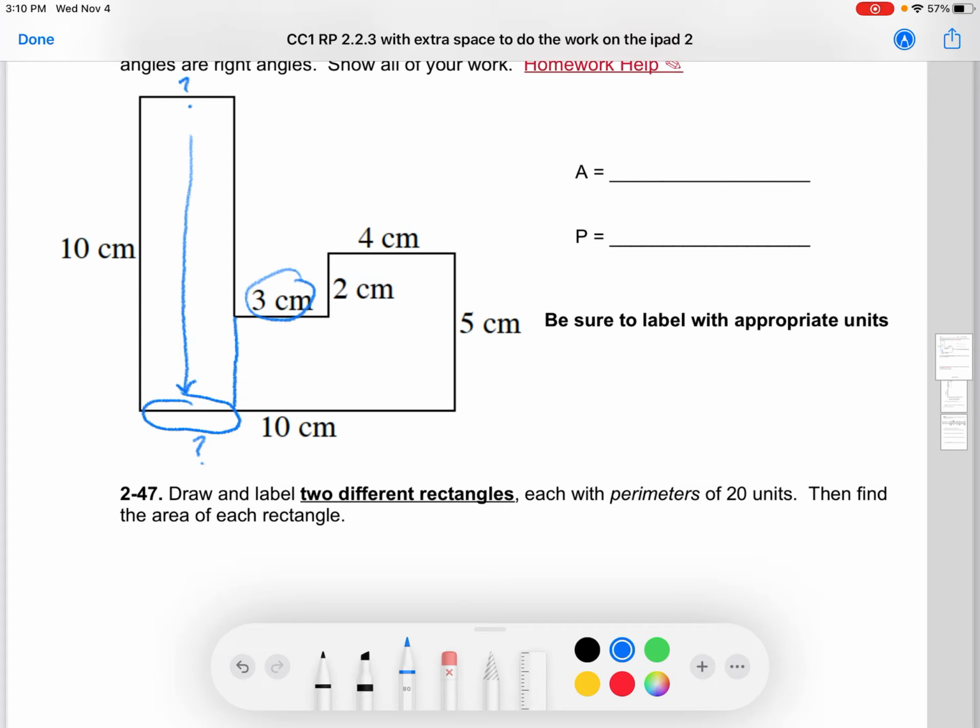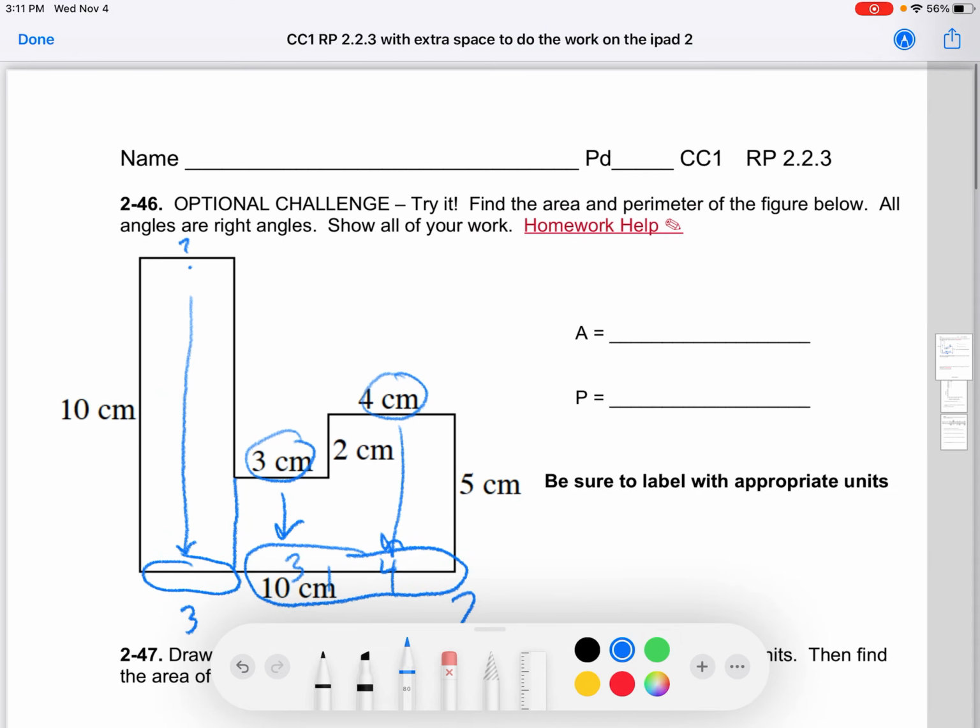Well, I can kind of get that. Because this is 3, that part's 3. And because this is 4, this part is 4, right? So the total length here is 7. This piece must be 3. So if that's 3, then I know that the top piece is also 3, right? There we go. So there, that helped me get that.